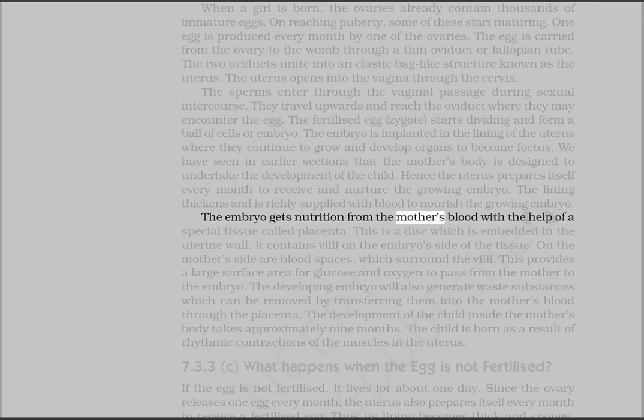The embryo gets nutrition from the mother's blood with the help of a special tissue called placenta. This is a disc which is embedded in the uterine wall. It contains villi on the embryo side of the tissue. On the mother's side are blood spaces, which surround the villi. This provides a large surface area for glucose and oxygen to pass from the mother to the embryo. The developing embryo will also generate waste substances which can be removed by transferring them into the mother's blood through the placenta. The development of the child inside the mother's body takes approximately 9 months. The child is born as a result of rhythmic contractions of the muscles in the uterus.